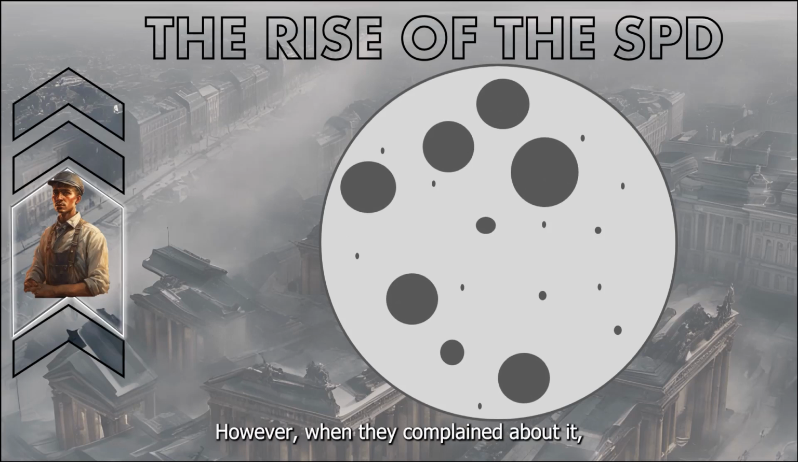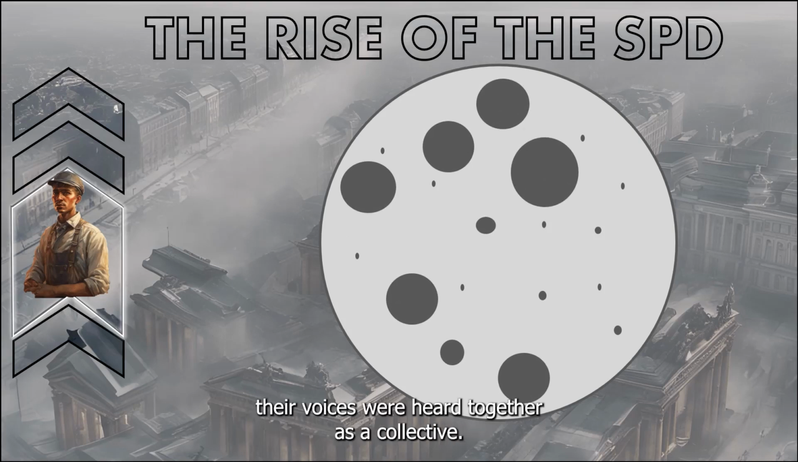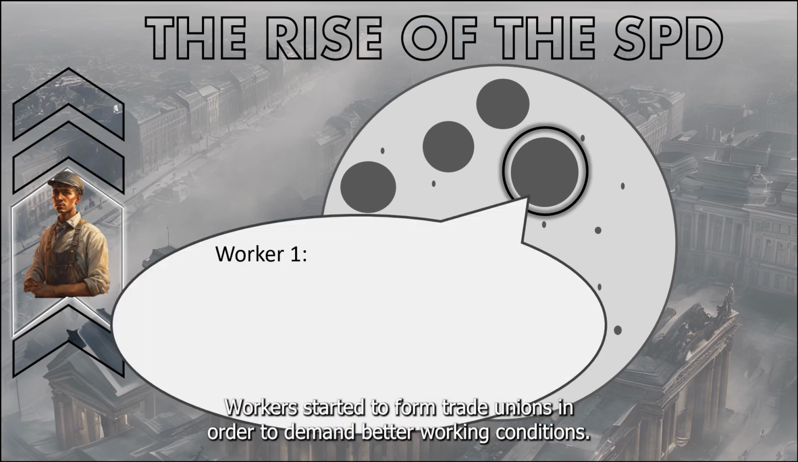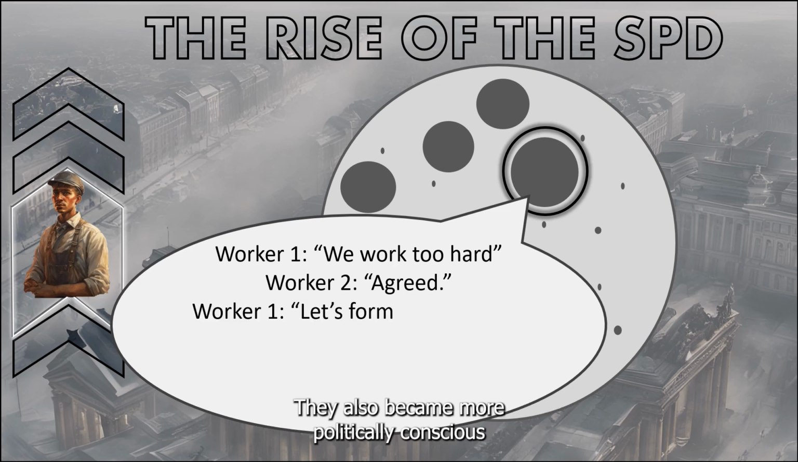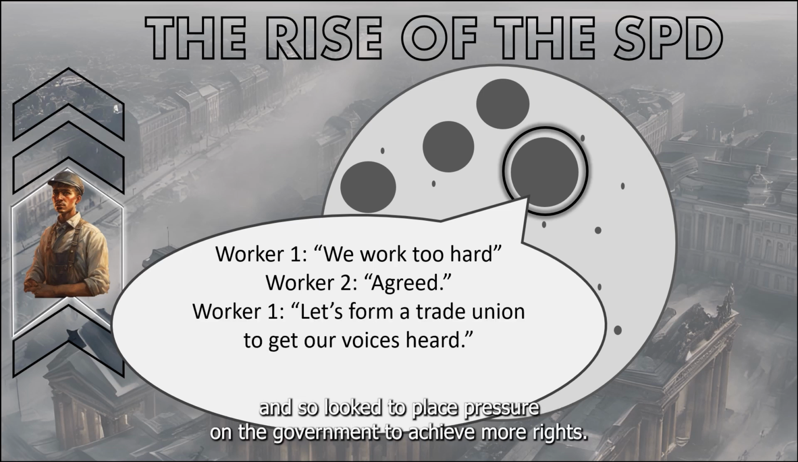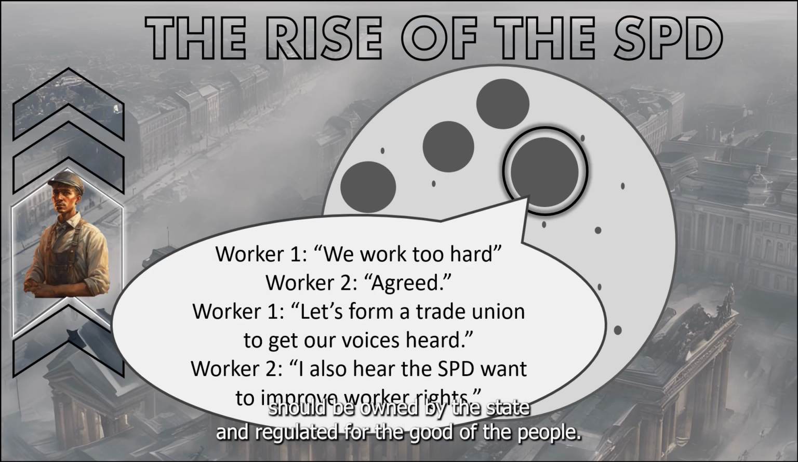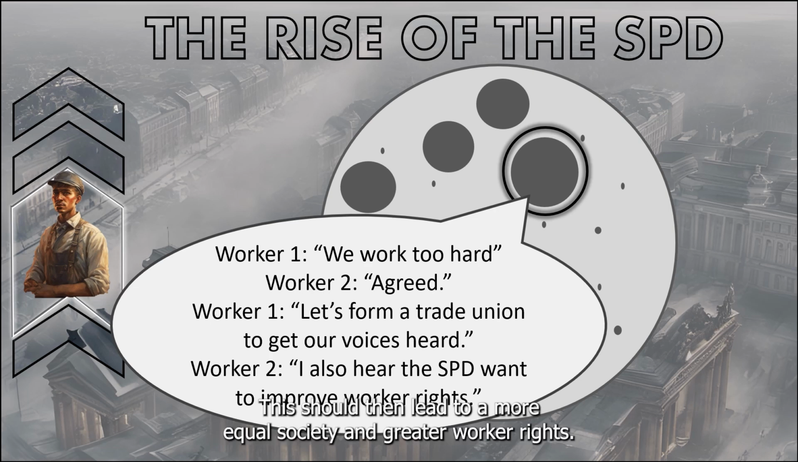However, when they complained about it, their voices were heard together as a collective. Workers started to form trade unions in order to demand better working conditions. They also became more politically conscious and so looked to place pressure on the government to achieve more rights. Socialism became a popular political ideology. It is the belief that industry should be owned by the state and regulated for the good of the people. This should then lead to a more equal society and greater worker rights.